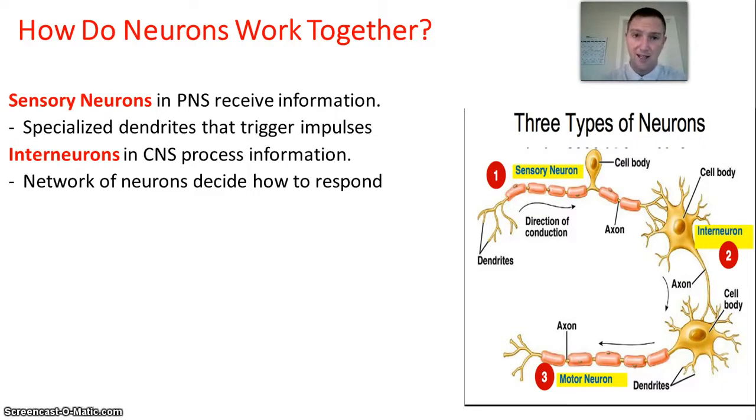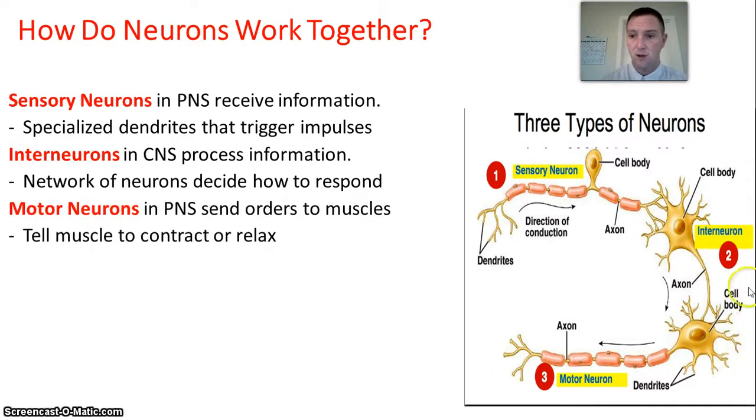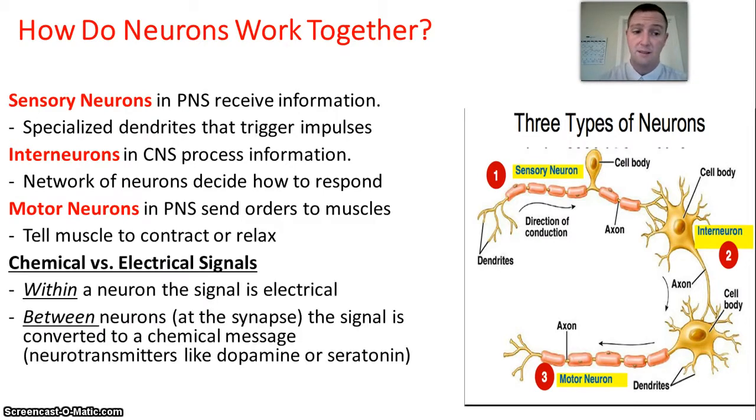Okay? My interneurons are the decision makers. They're in the central nervous system. The motor neurons, these are down here. They come from the central nervous system, the brain, the spinal cord, and they go out to the muscles. So you can motor away, you can move. These motor neurons tell your muscles to contract. Think of your muscles as your motor. Motor neurons are the nerves that talk to the muscles and control them, tell them whether to contract or relax.